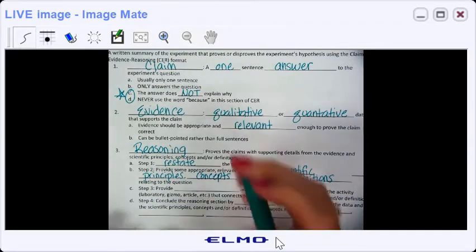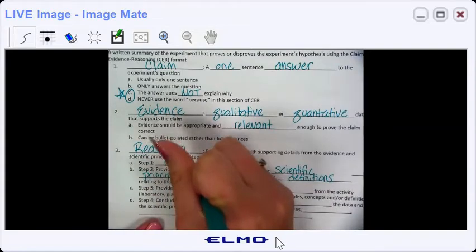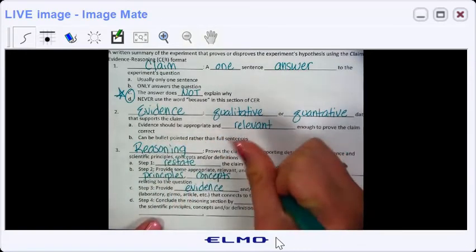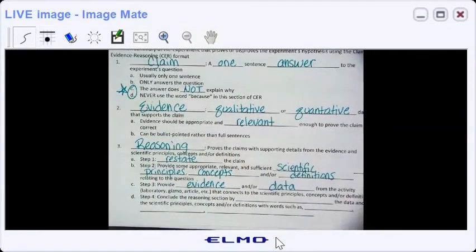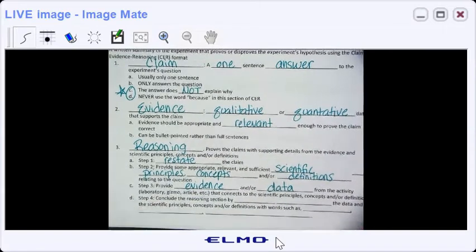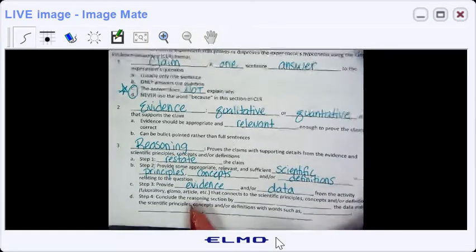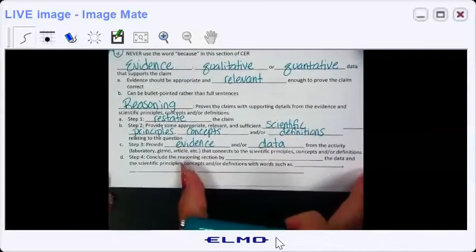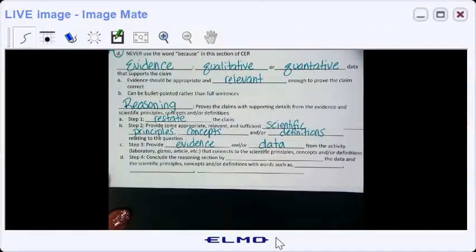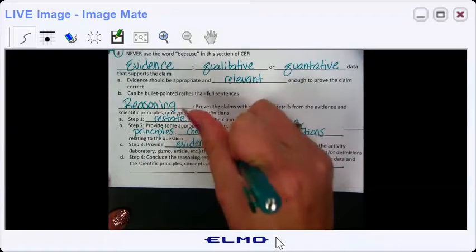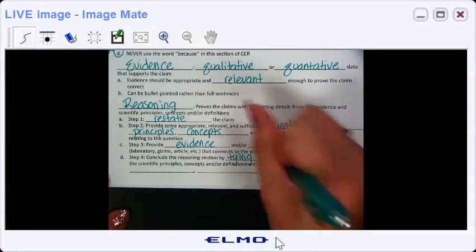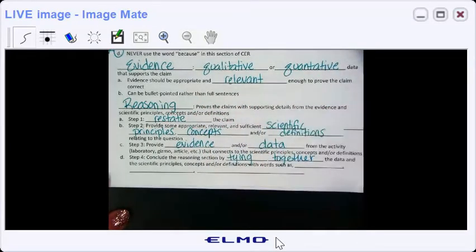Step 3 is provide the evidence or data from the activity or the lab or the gizmo or whatever kind of experiment that you just did. Make sure that you have some data that proves your claim and ties into the concept that you're talking about. And then your last one is your wrap-up sentence or your summarizing sentence where you conclude the reasoning section by tying together the data with those scientific principles, concepts, and definitions.